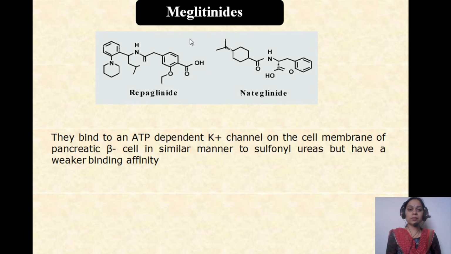Next category is meglitinide. Drugs are repaglinide and nateglinide, structure of nateglinide and structure of repaglinide. Meglitinides bind to an ATP dependent potassium channel on the cell membrane of pancreatic beta cells in a similar manner to sulfonylureas, but have a weaker binding affinity.